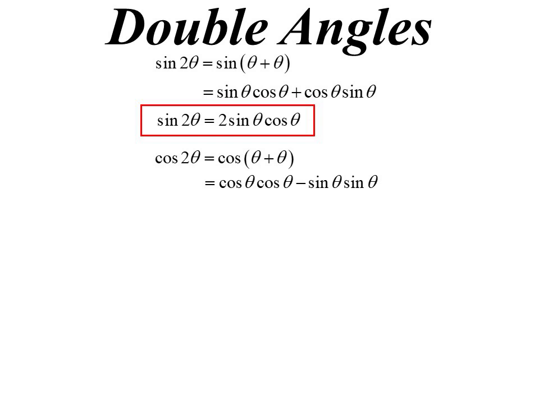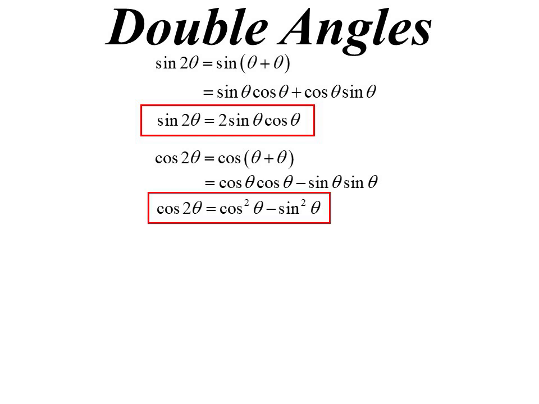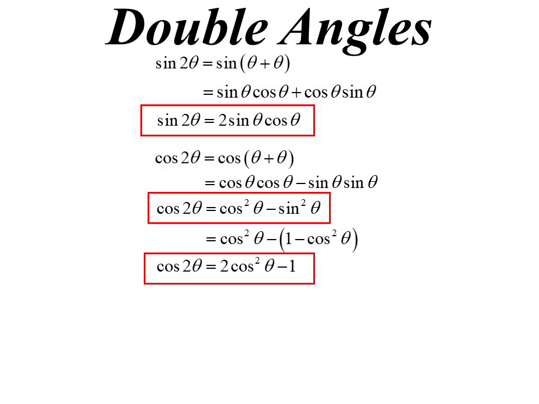Cos cos sine sine. If it's not the sine, it's not the sine. But cos times cos is cos squared. Sine times sine is sine squared. So we have cos squared minus sine squared. We could, of course, write this another way, because I could change the sine squared to 1 minus cos squared, because if you remember, sine squared plus cos squared is equal to 1, and I get 2 cos squared theta minus 1.